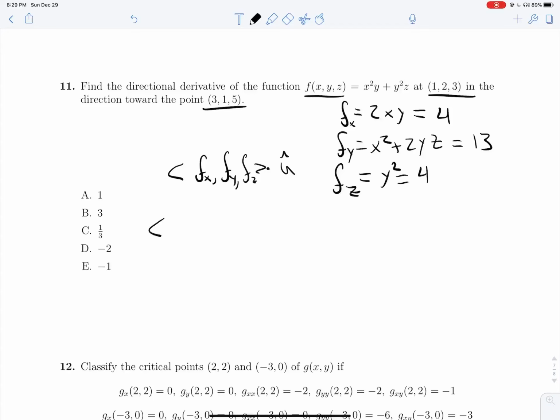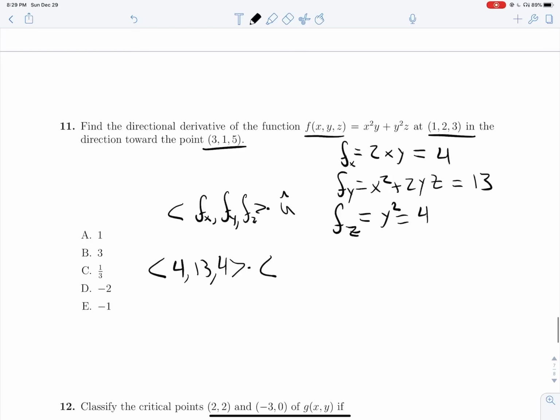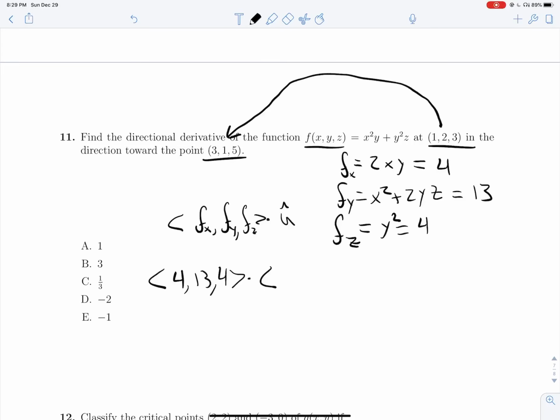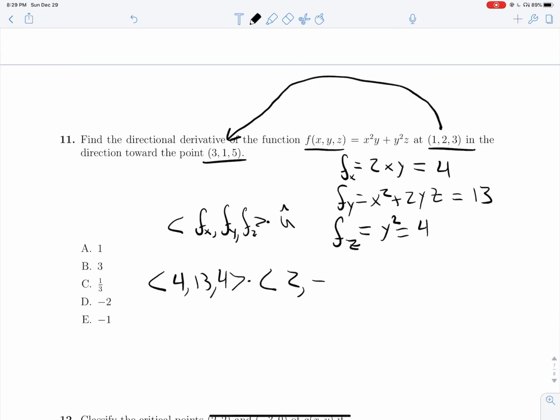So now we have this vector here, (4, 13, 4), and we are dotting that with the unit vector of the direction that we're pointing in. So that means we need a vector that points from (1, 2, 3) up to (3, 1, 5). And we'll see that that vector is (2, -1, 2).